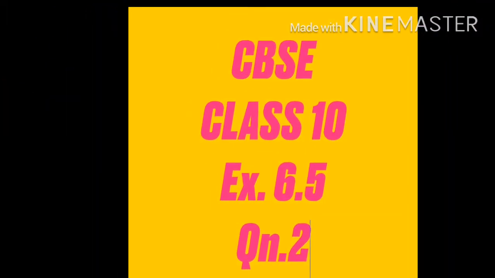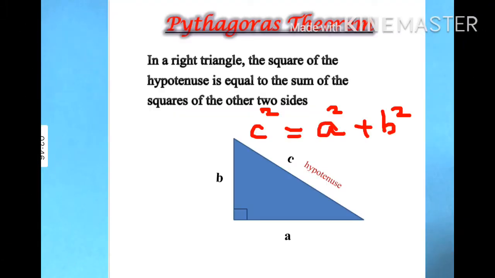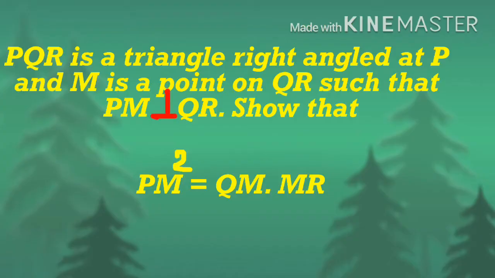Hello everyone, here we answer question number 2. This question we answer based on the theorem of Pythagoras. Question is, PQR is a triangle right angled at P and M is a point on QR such that PM perpendicular QR. Show that PM square equals QM times MR.